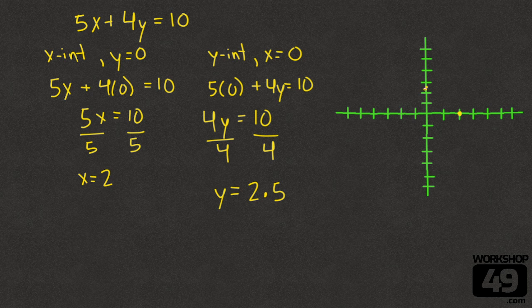Once we've done that, we have our two dots, our x-intercept and our y-intercept, and once again, we can just connect the two dots, and we have our line. And that's how you can graph a linear equation using the intercept method.